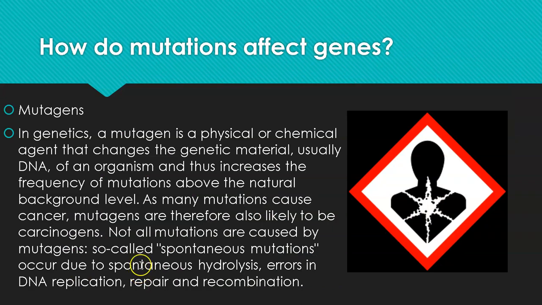So how do mutations actually happen? Well, there's mutagens. So in genetics, a mutagen specifically is a physical or chemical agent that does what?